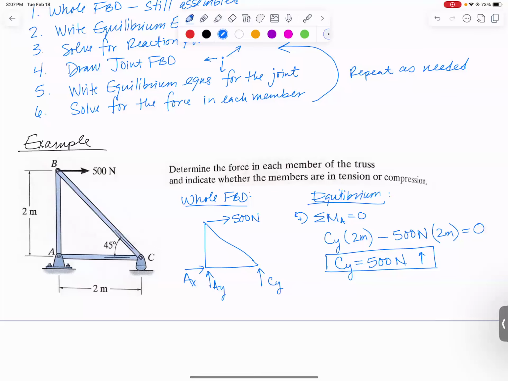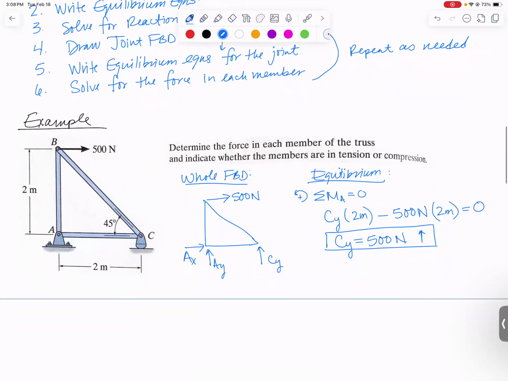And now that I know one of my unknowns, I can sum forces to solve for the rest. So if I sum forces in the X direction, I've got AX to the right and my applied 500 Newton force to the right. They have to sum to 0. So AX will come out to be minus 500 newtons. And negative means I drew it in the wrong direction on my free body diagram. So AX is actually going to be 500 newtons, not to the right, but actually to the left.